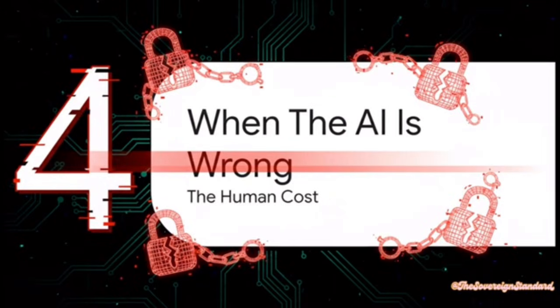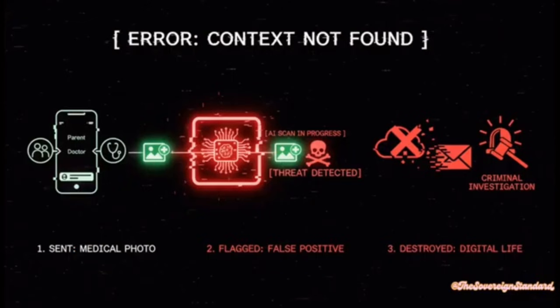What happens when these automated systems, which have zero human context, get it wrong? This story just lays out the danger perfectly. We've seen documented cases where a parent sends a photo of their kid's skin rash to a doctor to get a diagnosis. The AI, completely blind to what's actually happening, flags the image. And just like that, that parent's digital life is incinerated. Their cloud account gets wiped, their email is deleted, and they're put under criminal investigation. All because an algorithm can't tell the difference between harm and healthcare.